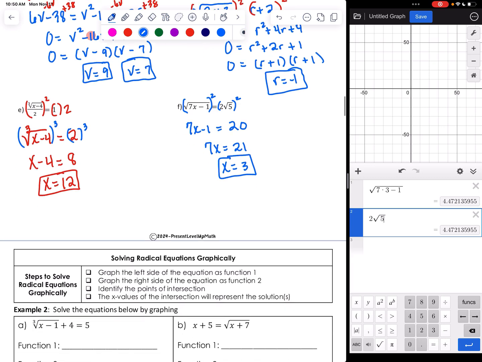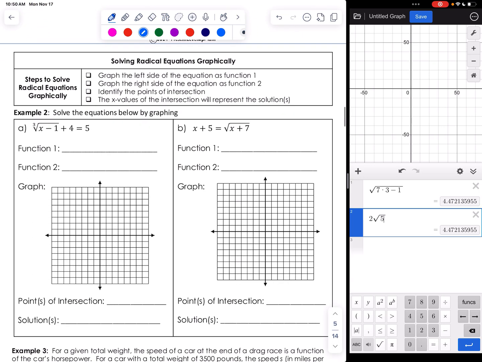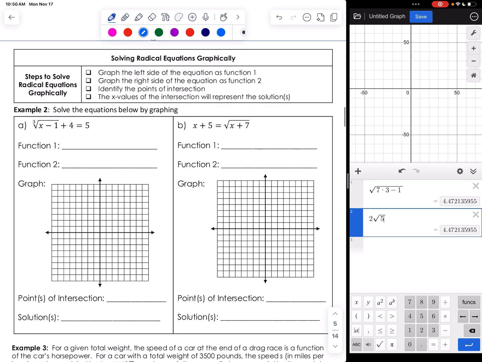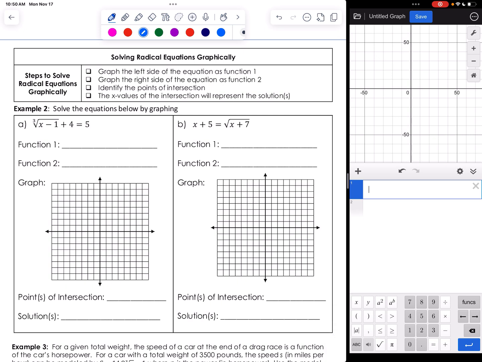Now, another way we can solve radical equations is graphically. So let's look at the steps to solve graphically. Step 1, graph the left side of the equation as function 1 on your calculator. Step 2, graph the right side of the equation as function 2. Step 3, identify the points of intersection. And step 4, the x value of the intersection will represent your solution or solutions.